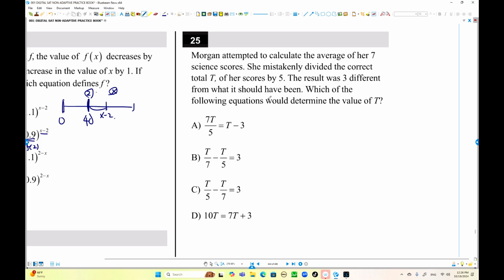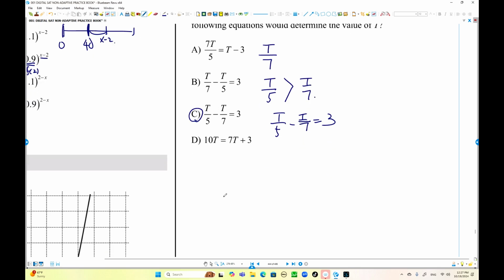Yeah, the average is t divided by 7, okay? Total is t divided by 7. That is the correct one. But by mistake, we divided by 5. But their difference is 3. Which one is larger? This is larger, right? So t over 5 minus t over 7 must be equal to 3, right? That's correct. Not t over 7 first, okay? T over 7 is a smaller number than t over 5, because otherwise it's going to be negative 3, okay? That's not working. So choice C is the answer, okay?